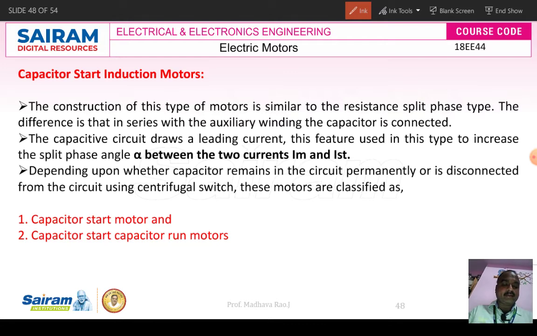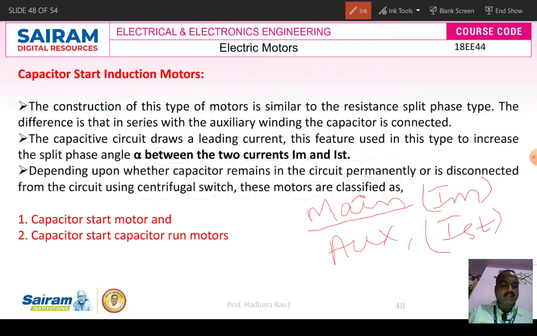Like the split phase induction motor, capacitor start induction motors also have two types of windings. One is the main winding, the other is the auxiliary winding. The main winding will produce the main flux, due to which the main current IM flows. The auxiliary winding will produce the starting flux, due to which the starting current IST flows. The auxiliary winding has a series capacitance.